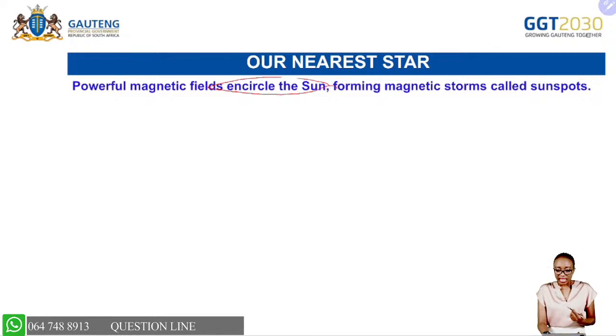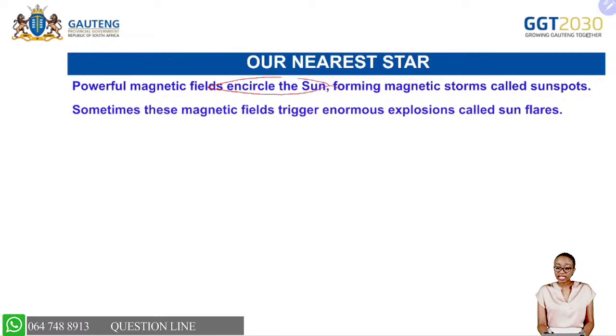All right, so powerful magnetic fields encircle the sun, which means they are around the sun. These form magnetic storms called sunspots. That's why when astronomers look at the sun, it has some dark spots in it. These dark spots are caused by powerful magnetic fields that encircle the sun. Sometimes these magnetic fields trigger enormous explosions, and these explosions are called sun flares. And these can be seen using a telescope or from space.